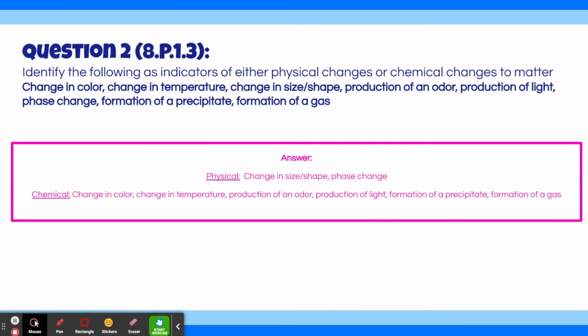So the answer to this question is the indicators of physical changes are changes in shape and size and phase changes, whereas the indicators of chemical changes are a change in color, a change in temperature, production of an odor, production of light, formation of a precipitate, or formation of a gas. So first let's take a look at the indicators of physical changes in this question.